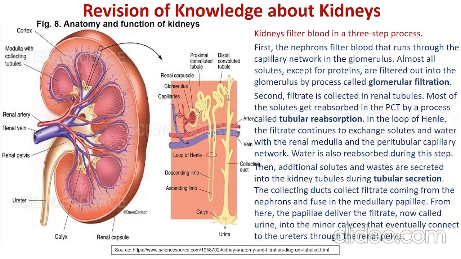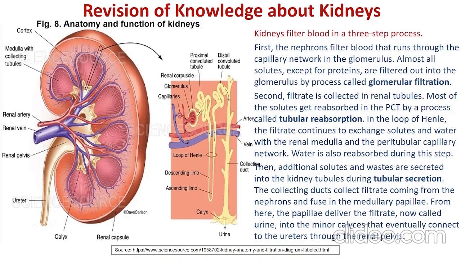In the kidney, we have 3 steps in the process of filtration of the blood to urine. First of all, it is glomerular filtration. It's when the nephron, the functional unit of the kidney, filters blood that runs through the capillary network in the glomeruli.